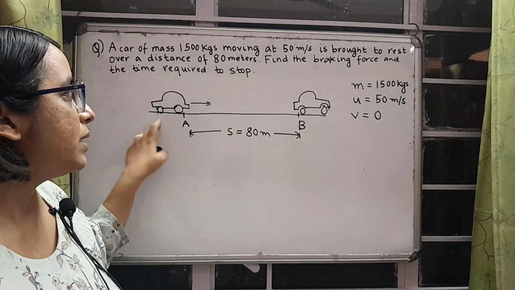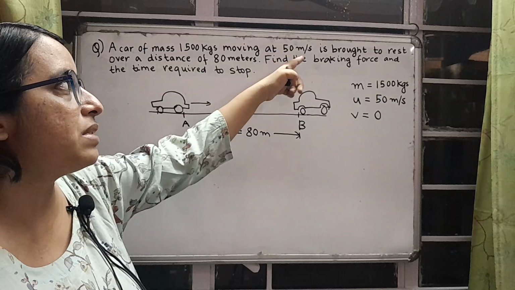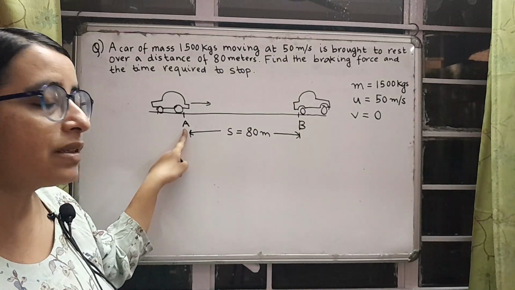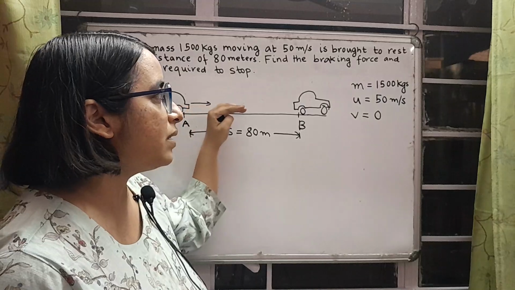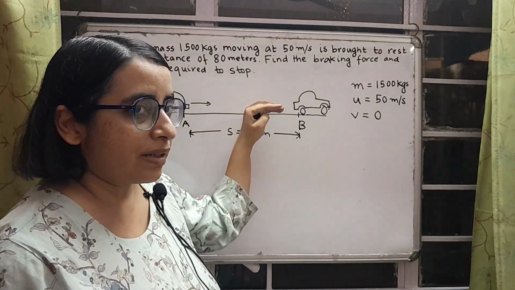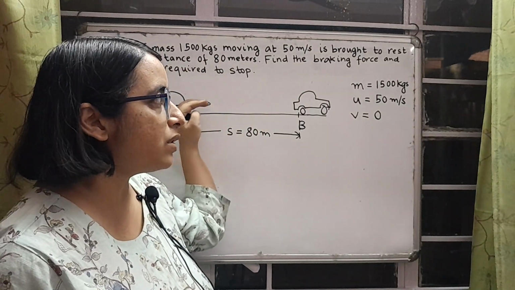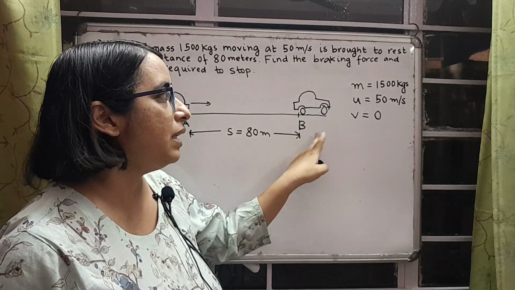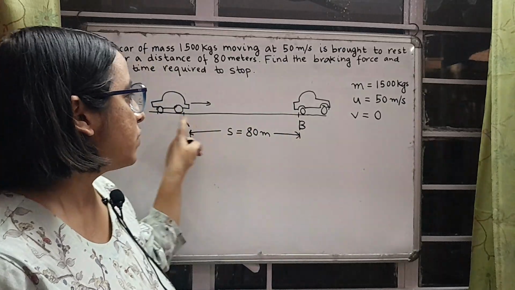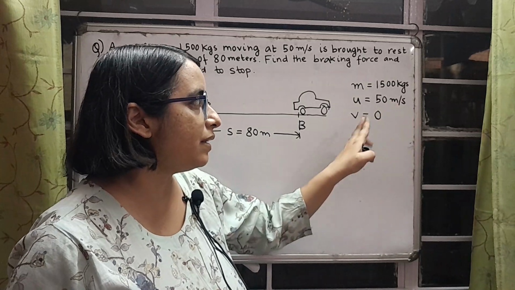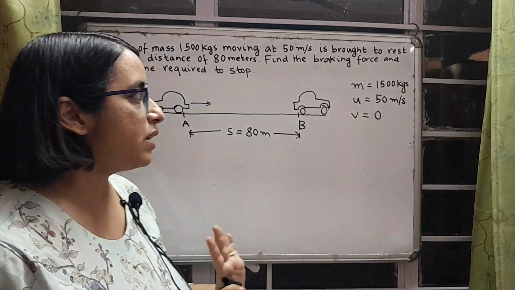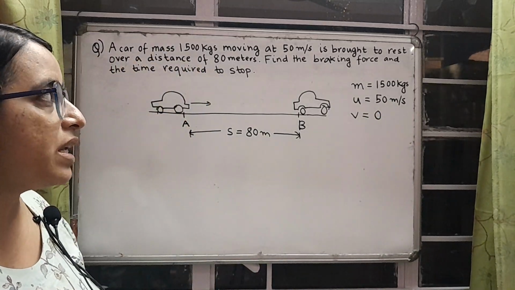That is, when the car is initially moving at 50 meters per second, the driver applied the brake and the car slowly started to decelerate. That is, its velocity started to come down until at B the velocity was 0. So the initial velocity is 50 meters per second and the final velocity is 0. So you have to find the braking force.